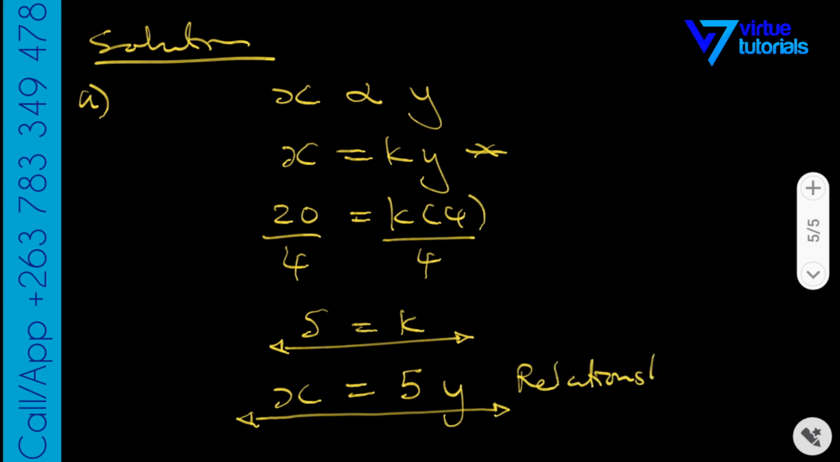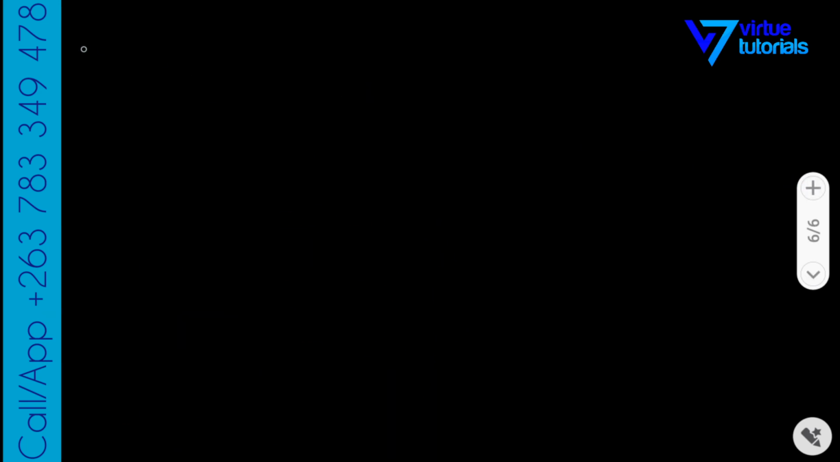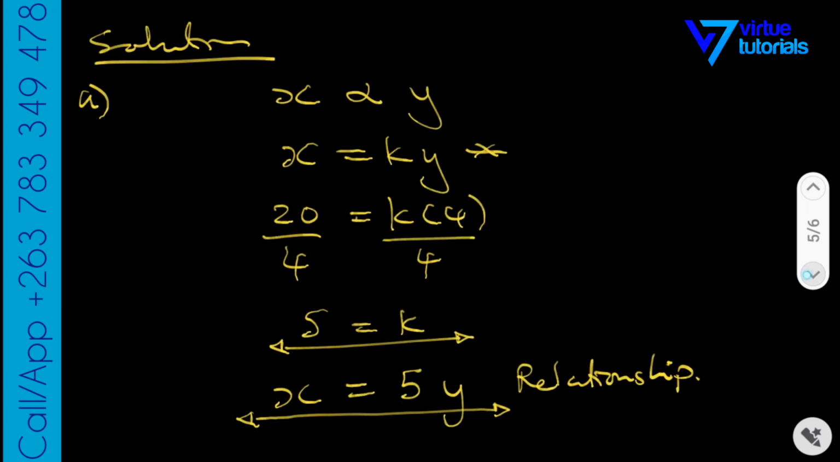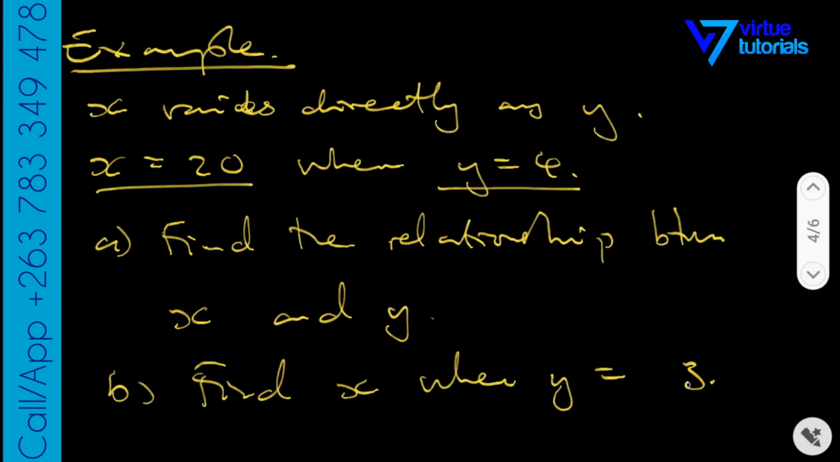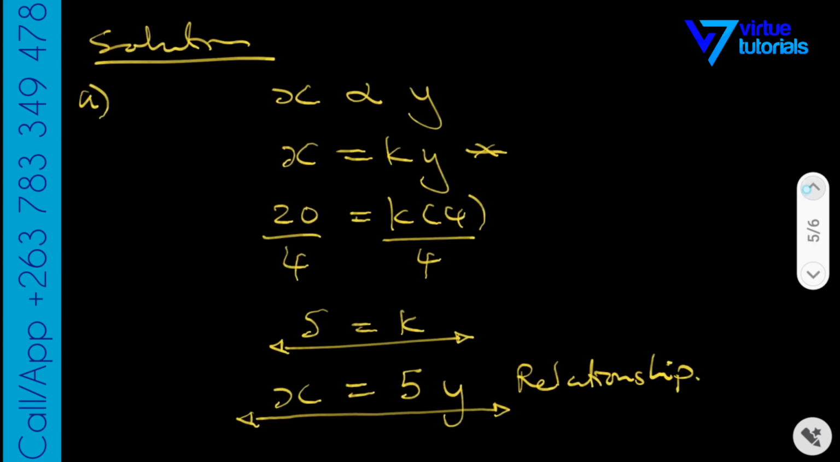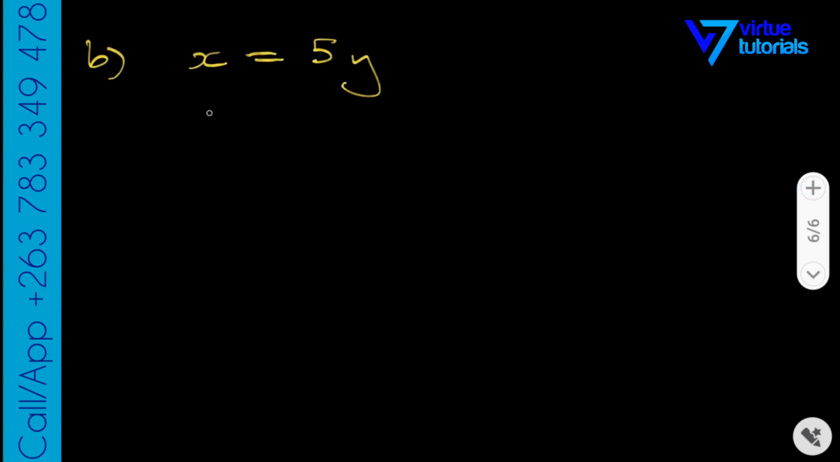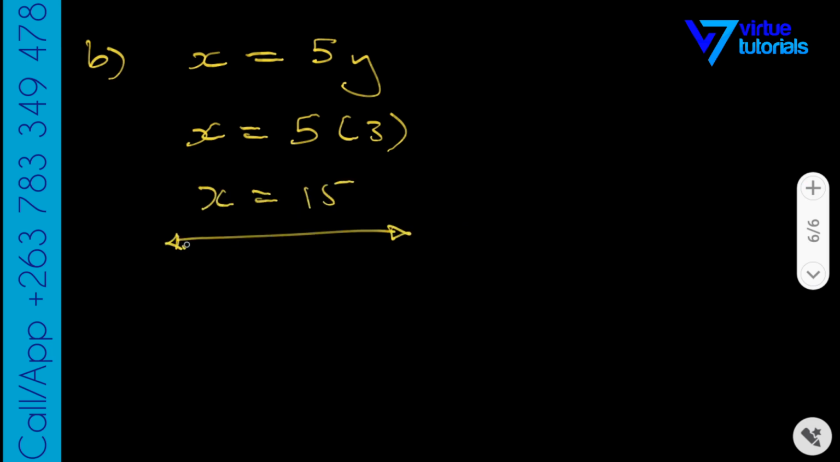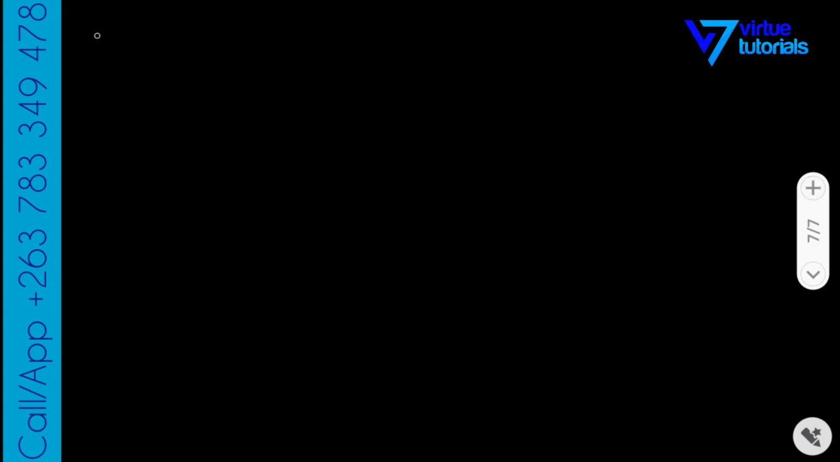Once you find your relationship, you can use your relationship to answer the questions that follow. So before I even answer the next question, I'll quote my relationship. X is equal to 5y. And then the question is find x when y is 3. So instead of y, I substitute and put a 3. So where there was y, remove y, put a 3. So x is equal to 5 times 3. X is equal to 15. Okay. So now let's have another example from top to bottom.